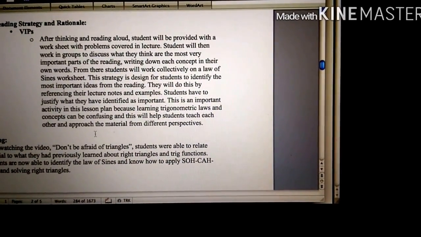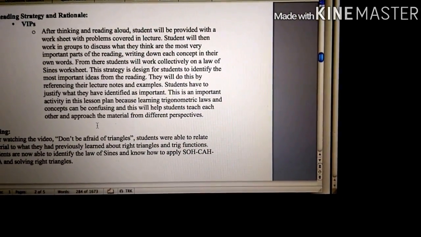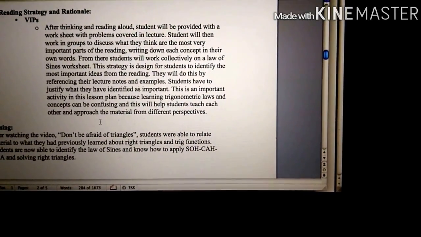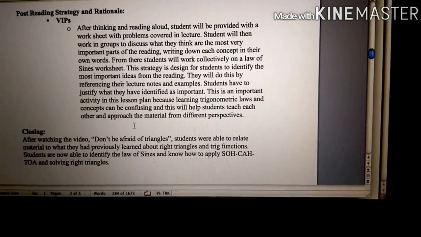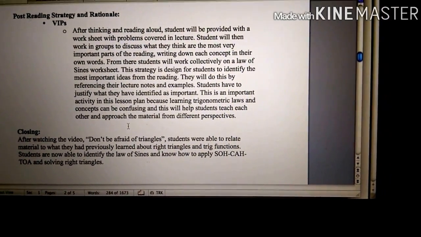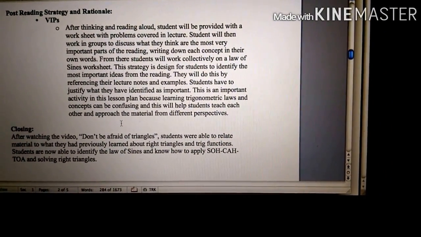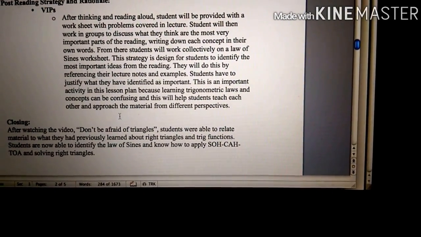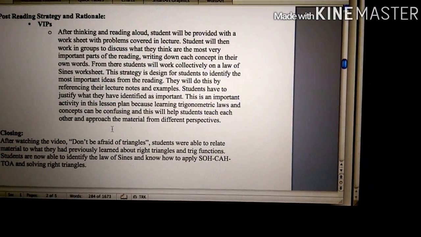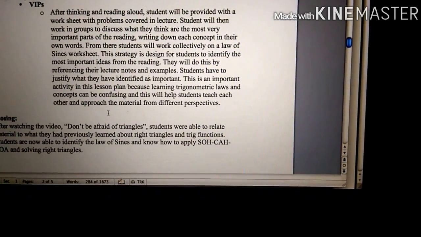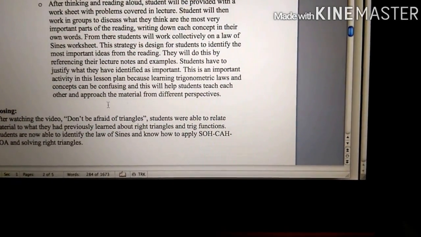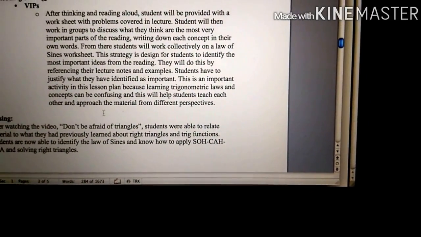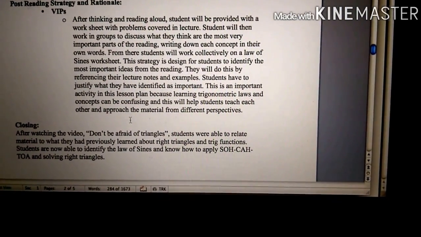Once students are done with the example, I'm going to provide them with a worksheet which they need to complete before class ends by working in groups. And before class ends, students need to write down a summary of the VIPs, which is the very important parts of today's lesson. And they need to summarize and explain why they chose those parts of the lesson as more important for them. And they will need to turn it in before they go home.